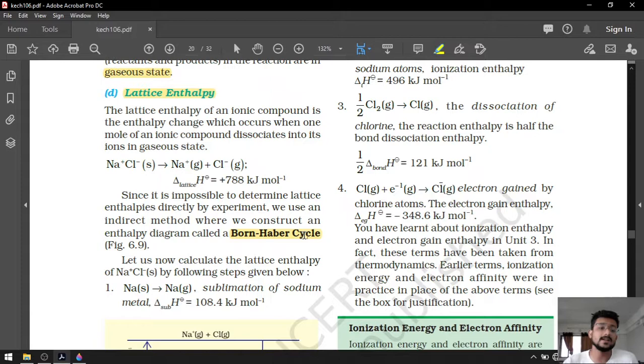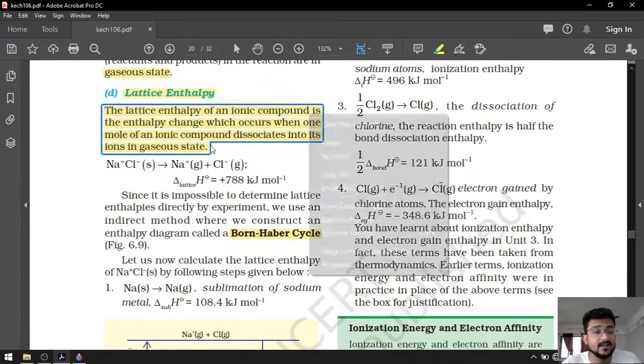Okay, look at this. The lattice enthalpy of an ionic compound is the enthalpy change which occurs when 1 mole of an ionic compound dissociates into its ions in the gaseous phase. Okay, what does this stand for?